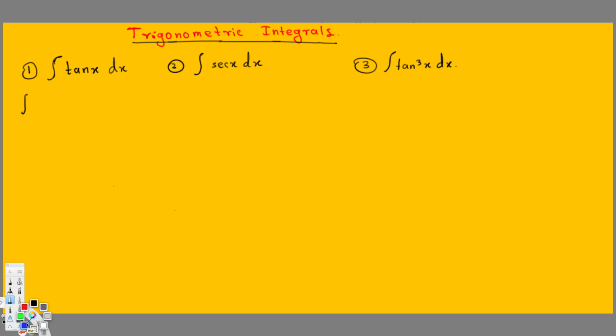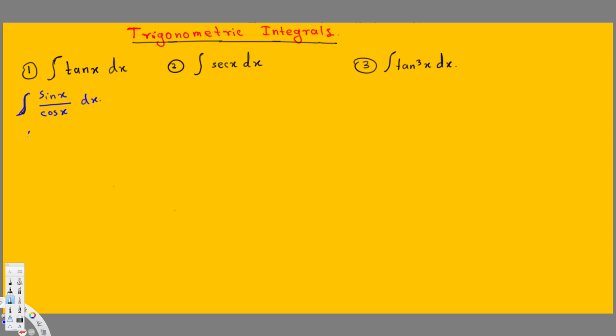let's use a different color. Okay, tan x can be written as sin x over cos x, right? Sin x over cos x. Here we know that each of them are derivatives of each other. Like sin is the derivative of cos, cos is the derivative of sin, and therefore we can do the u substitution.